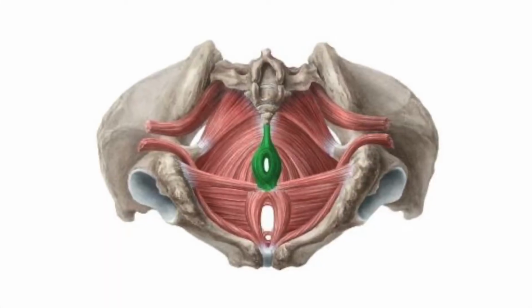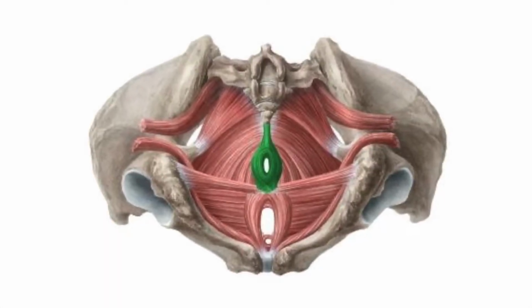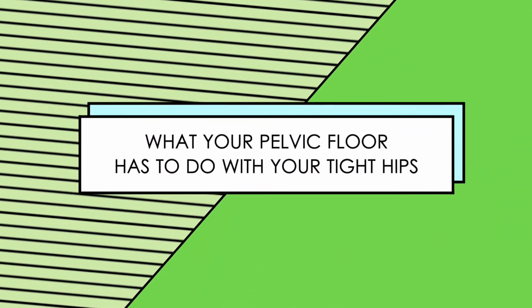We've been talking all week about hip mobility, so I wanted to talk about the pelvic floor's role in our hip mobility and function. So today we're going to cover some functional anatomy, some of the root causes of poor hip mobility, and of course how the pelvic floor can influence this.